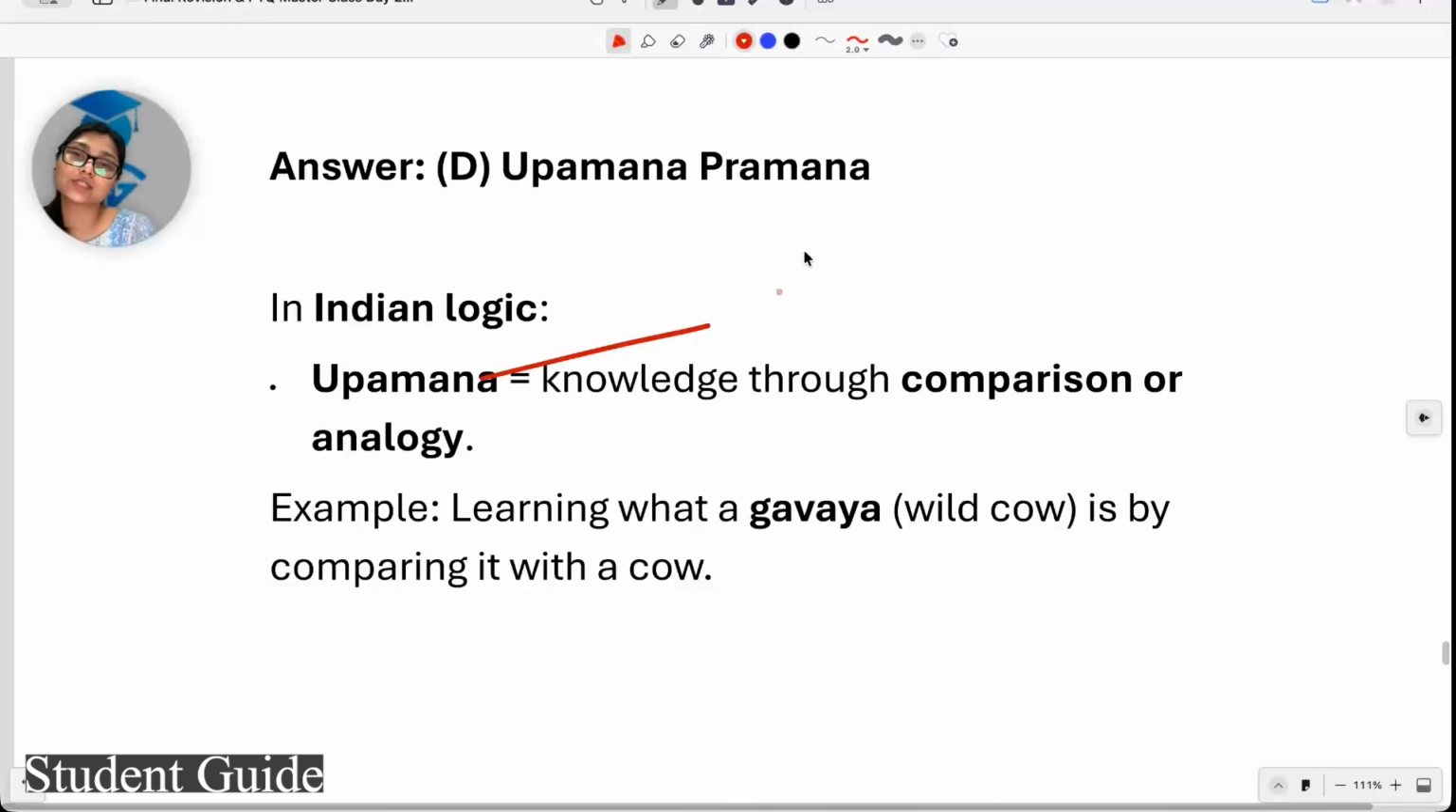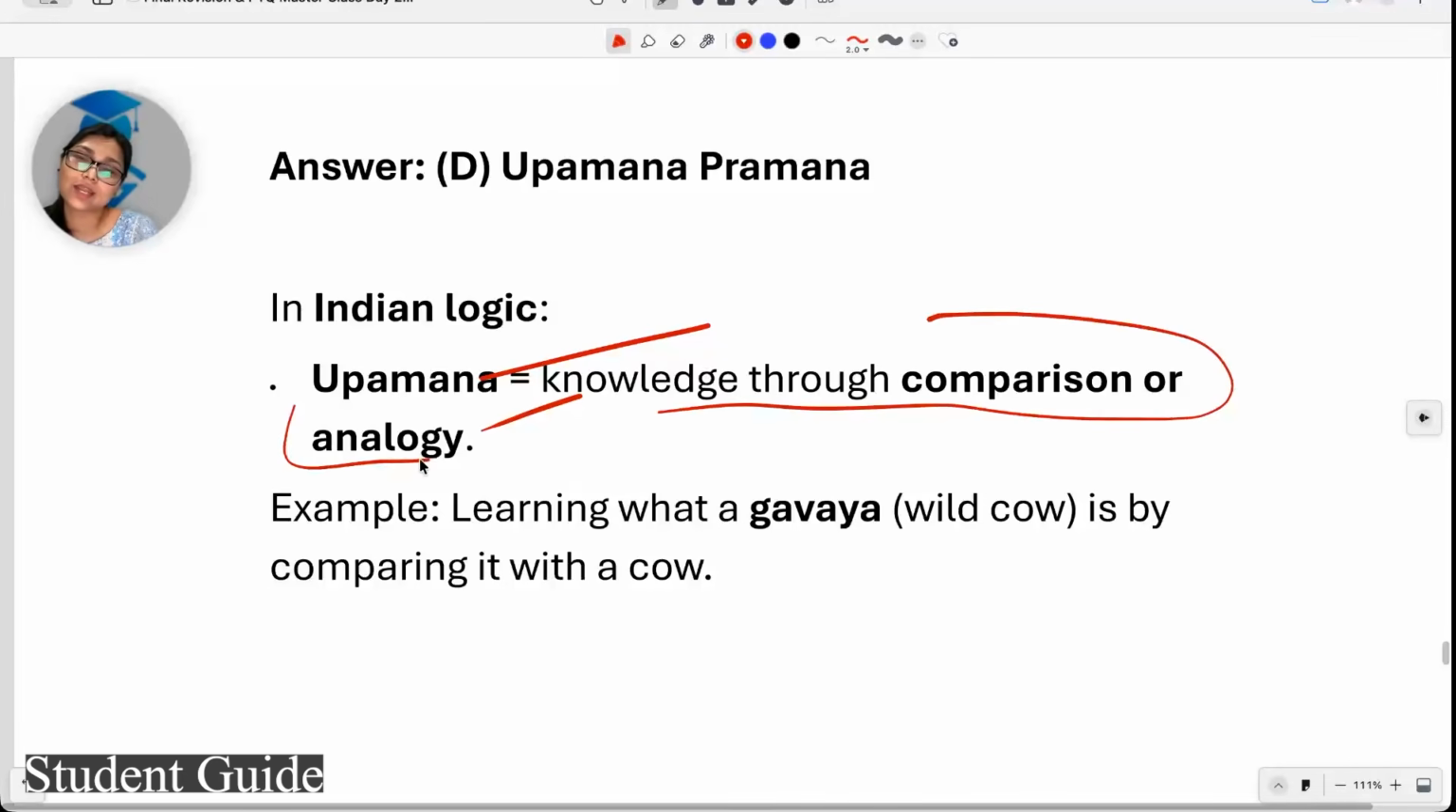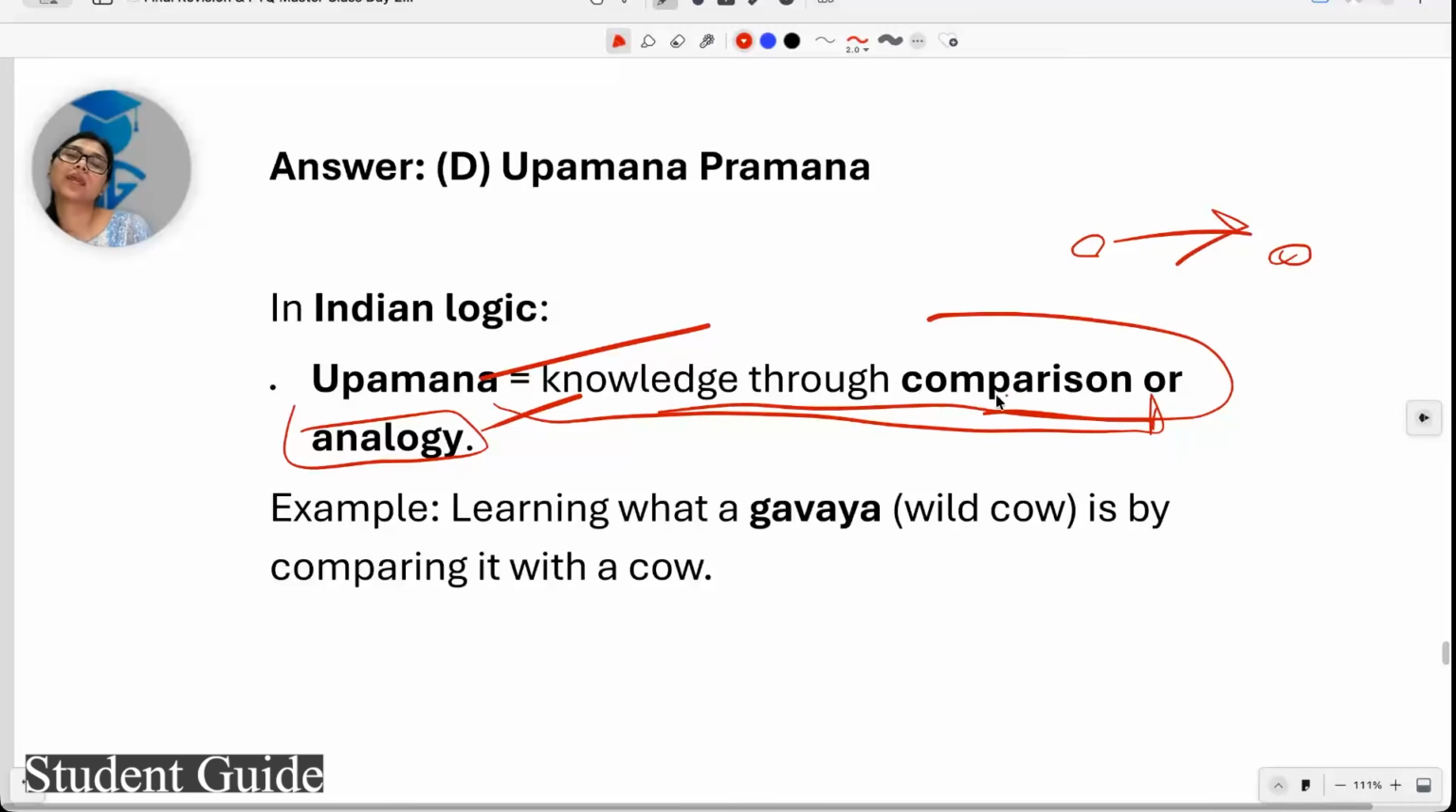So in Indian logic, Upamana is the knowledge through comparison or analogy. In our discussion class, we have discussed this Upamana, knowledge through comparison. It means two different things are there. You need to compare, and through comparison, you are getting some knowledge that comes under Upamana. You need to remember this one. Okay, this may be an important question for the examination. And I have given an example.